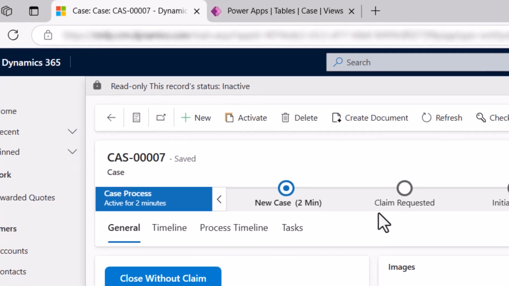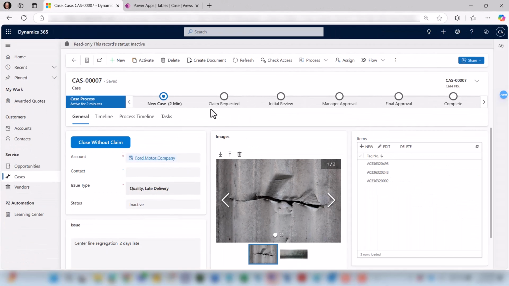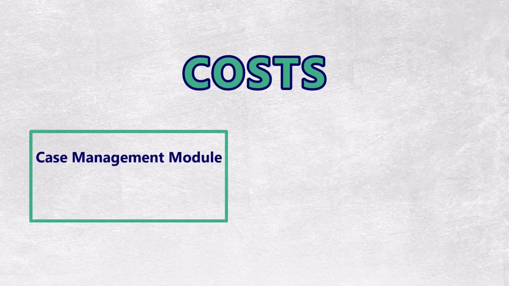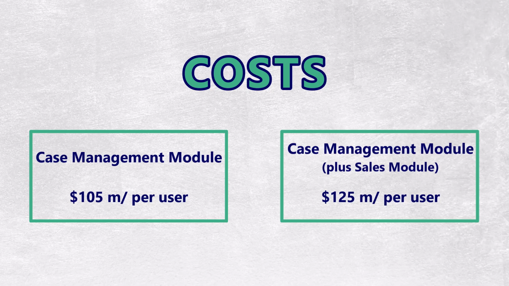Now, we've developed several custom service management models at P2 Automation over the years. Why didn't we just use the out-of-the-box Cases module in Dynamics 365? Well, there are several reasons, but most importantly, cost. At the time of this video, the case management feature in Dynamics 365 is at least $105 a month per user, and it's even higher if you have the sales module as well.